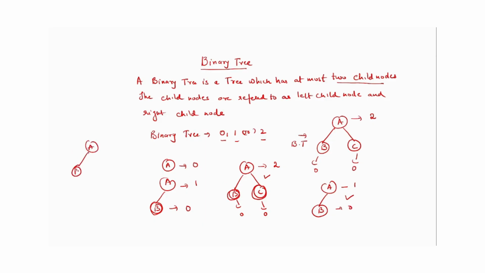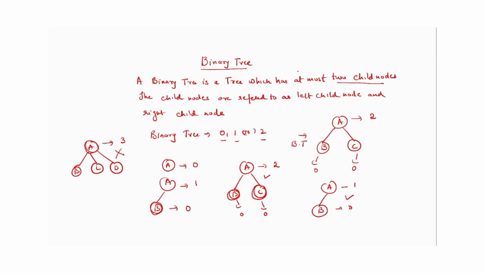Now, is this a binary tree? No, this is a tree, but this is not a binary tree. Why? Because A has 3 child nodes. Once a node has more than 2 child nodes, that is, neither 0 nor 1 nor 2 child nodes, then that tree is not a binary tree. Here A has 3 child nodes, B, C and D. Therefore this tree is not a binary tree.